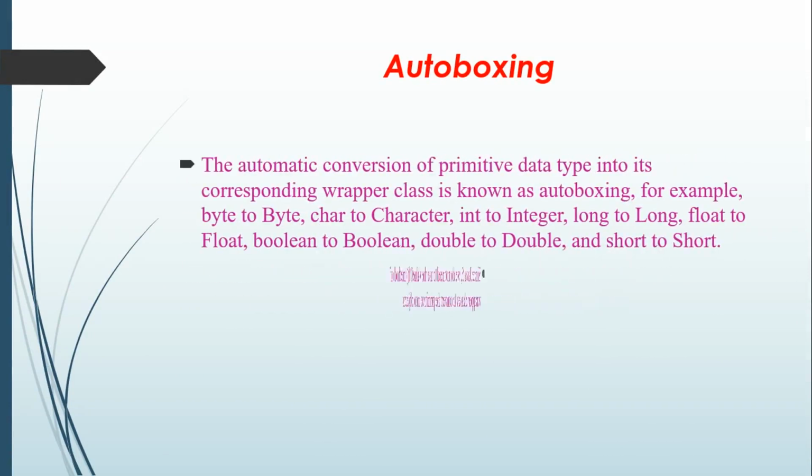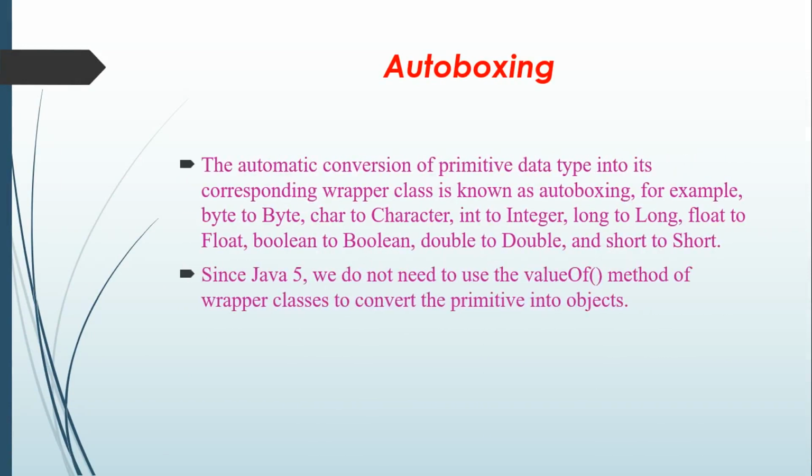So here is the concept of autoboxing. The conversion of a primitive data type into its corresponding wrapper class is known as autoboxing. For example, byte to Byte, char to Character, int to Integer, long to Long, float to Float, boolean to Boolean, double to Double and short to Short. Since Java 5, we do not need to use the valueOf method of wrapper classes to convert the primitive into objects.